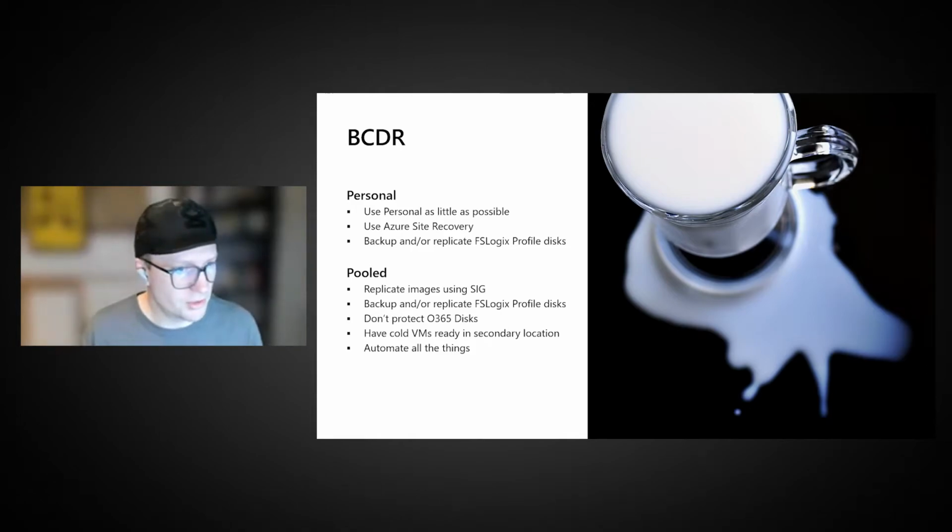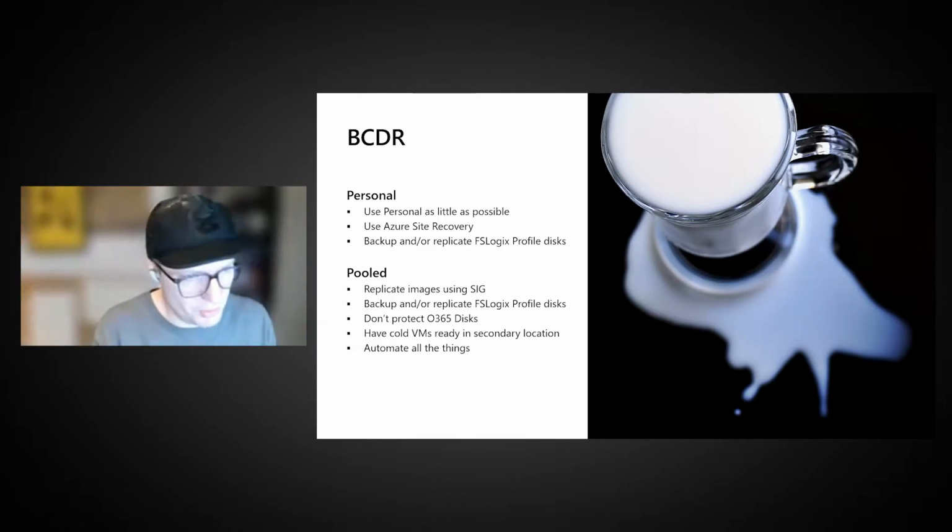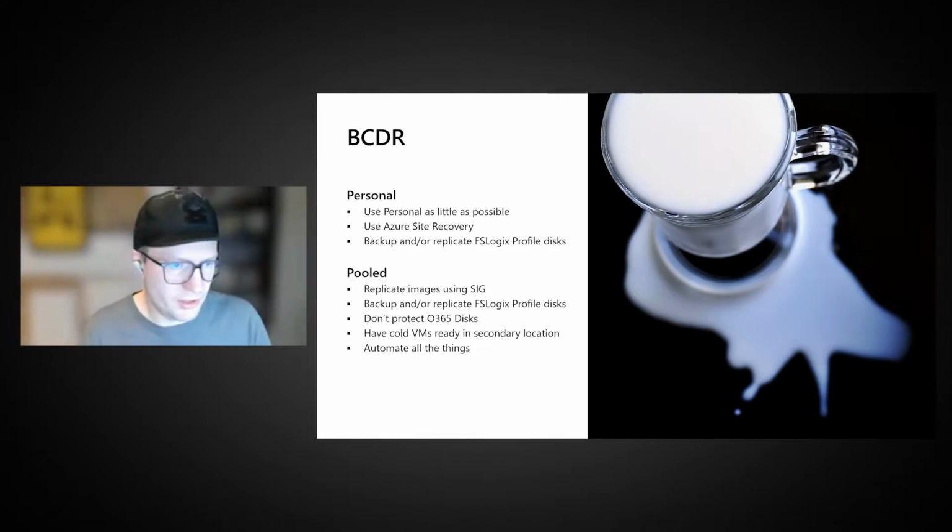You can also make sure you have cold VMs ready in a secondary location. Because at scale, you'll probably find that even if you have the automation to deploy everything right and back new and fresh in a different location, you may not be able to do that in the required time. So having cold VMs ready and waiting in a secondary location is probably the way you want to go. This depends on how many VMs, in what region, and what your timescales are.